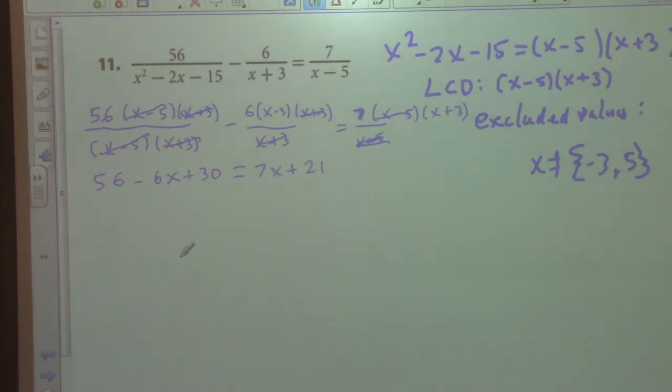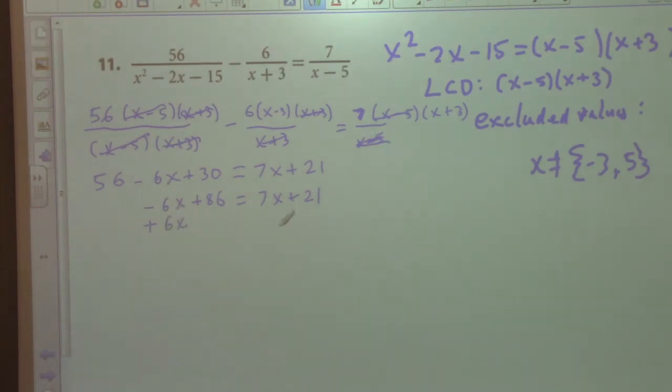All right, 21. And then let's see, you get 86? Yes. Okay, so we get -6x plus 86 equals 7x plus 21. So really now it's just a two-step problem. So we get plus 6x.